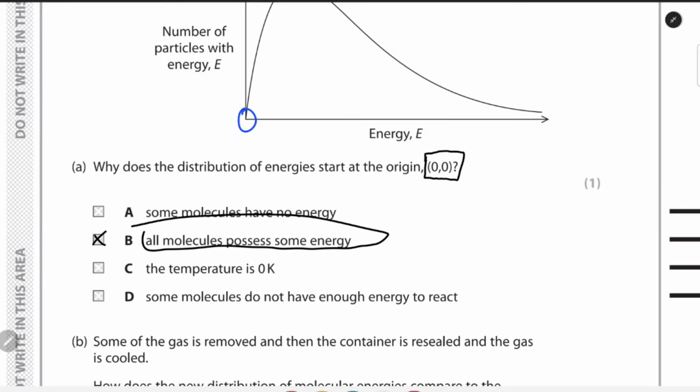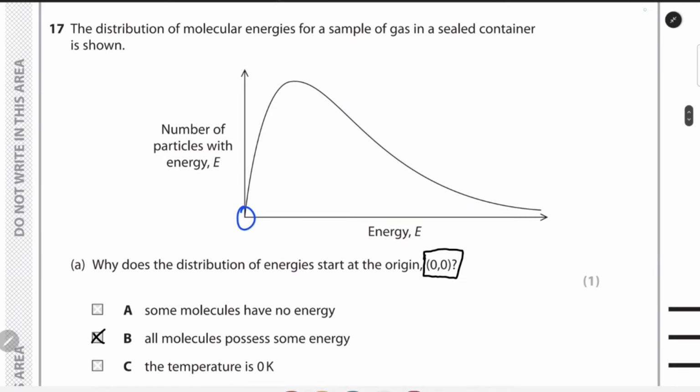All molecules must have some energy, or else the graph would start from here if some molecules had zero energy. So if there were 10 molecules with zero energy, this would be how the graph started.